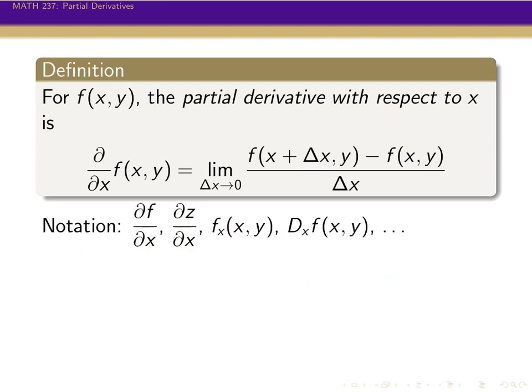Okay, and so some common shorthand notation for this is partial f over partial x. If we're talking about this taking place on a graph, where z is equal to f of x, y, then this is partial z over partial x. This one is sort of analogous to the dy dx from Calc 1.